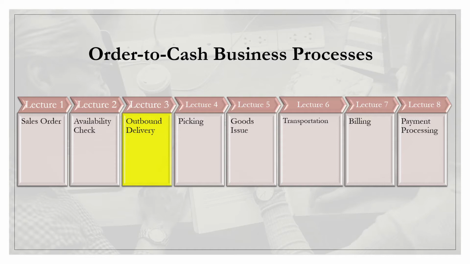We just got done talking about availability check. In the third step within the order to cash business process, we have the outbound delivery document that is created during the third step.